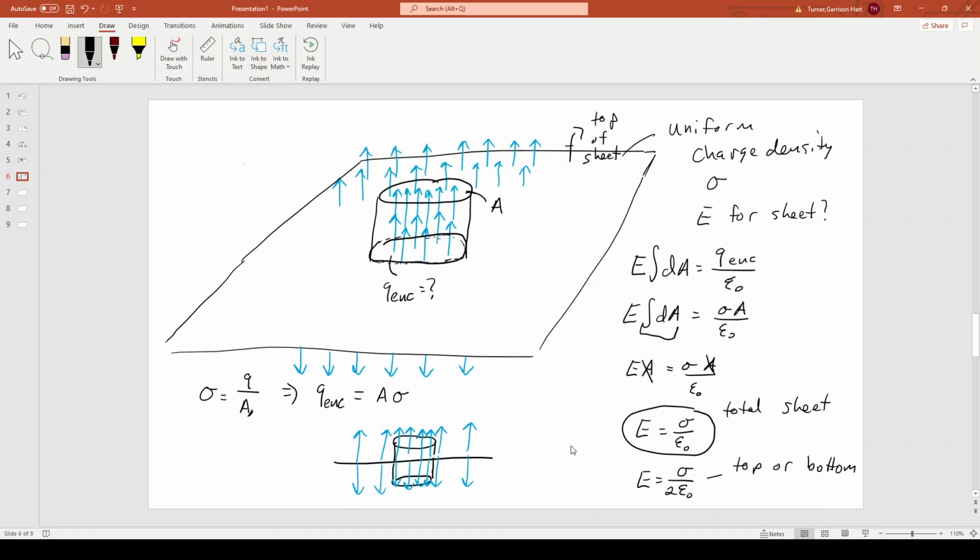Okay, so when I am looking at the whole sheet, my electric field is going to be my charge density divided by the electric constant. And when I'm only looking at the top or the bottom, it's going to be the charge density divided by half, divided by the electric constant. Okay, so this is for a plane, infinite sheet.